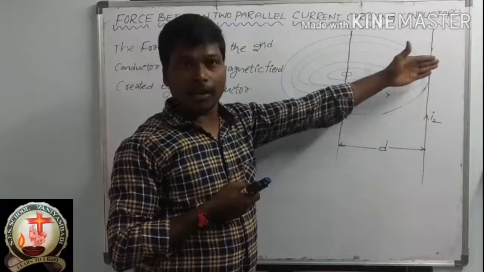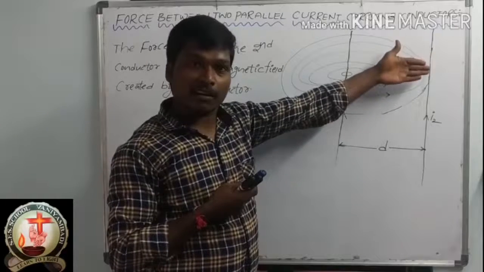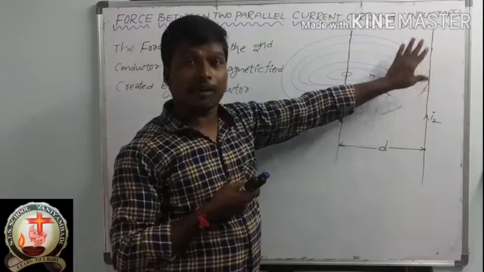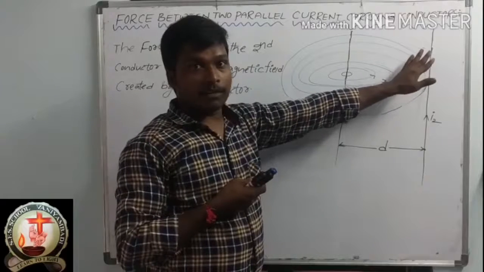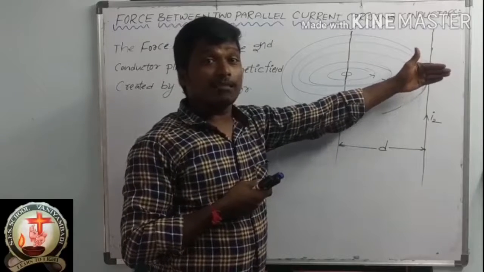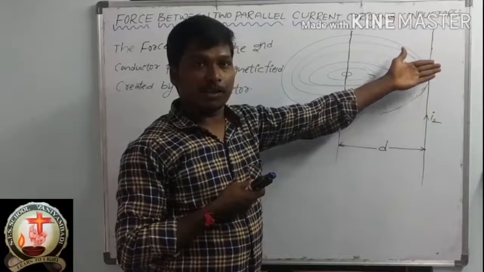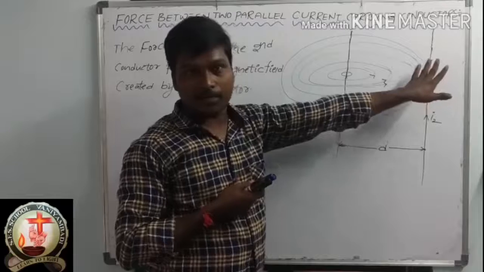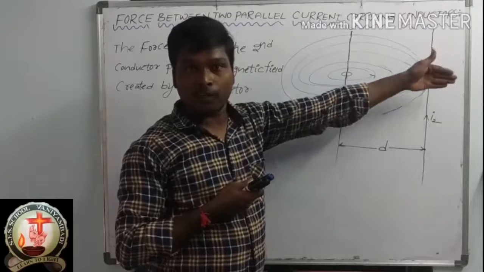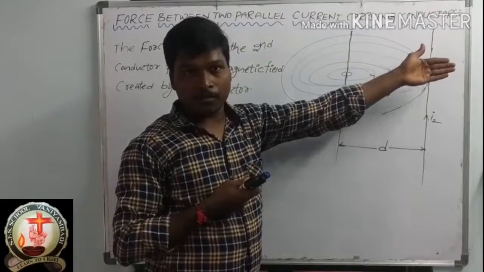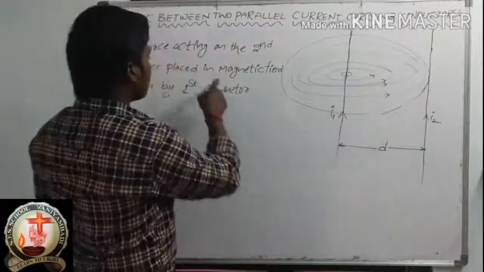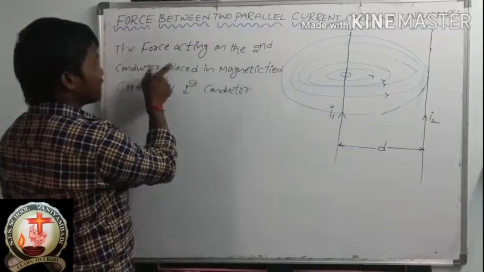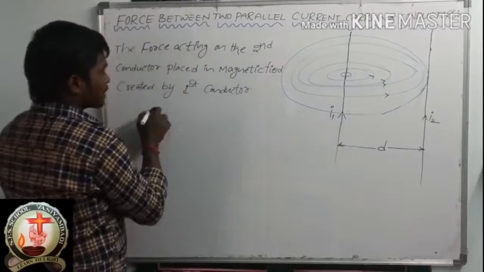Okay. So we know already, whenever a current carrying conductor is placed in a uniform magnetic field, that conductor will experience some force. Some force will act on that current carrying conductor. So what is that force? Lorentz force. Here, the force acting on the second conductor.